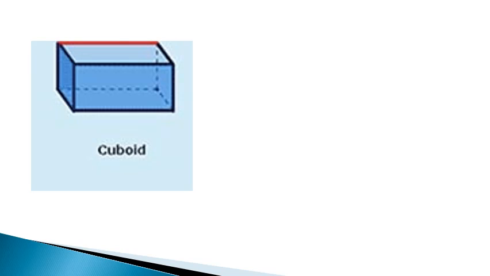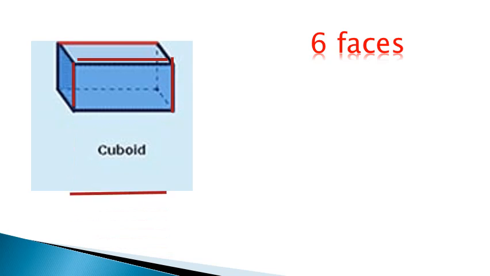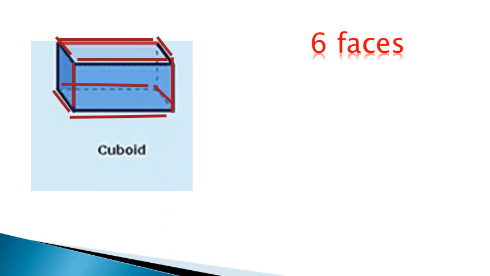Okay, now let's know the properties of the cuboid. At first, how many faces does the cuboid have? The cuboid has 6 faces, okay? The second thing, how many edges does the cuboid have? Let's count. 1, 2, 3, 4, 5, 6, 7, 8, 9, 10, 11, 12. The cuboid has 12 edges, okay?